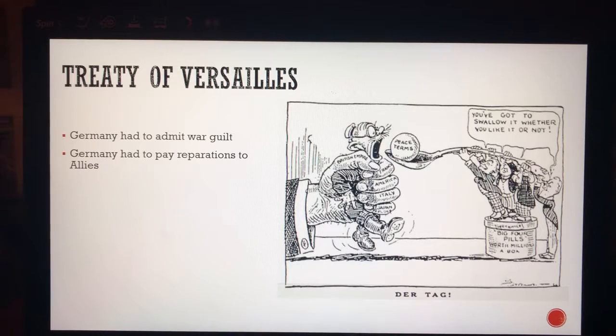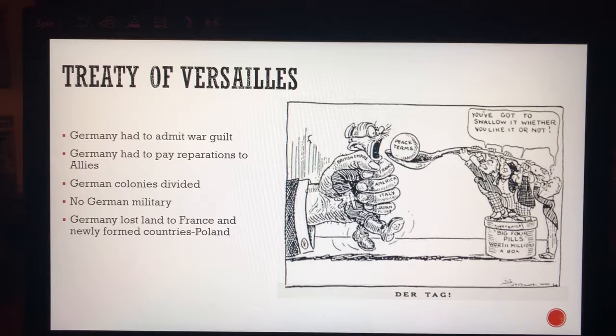We see Germany had to pay reparations to the Allies. They solely had to pay reparations for the war. Germany lost its colonies. They're divided up. Germany gets to lose its military. Germany lost land to France and formed a new nation, Poland, and the League of Nations. Looking at this, Germany is having everything strangle them. And it's what happens in the Treaty of Versailles that will lead to them openly flouting every one of these terms, which will lead to World War II.